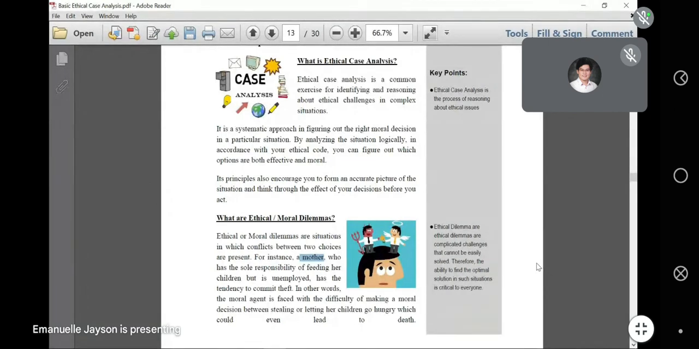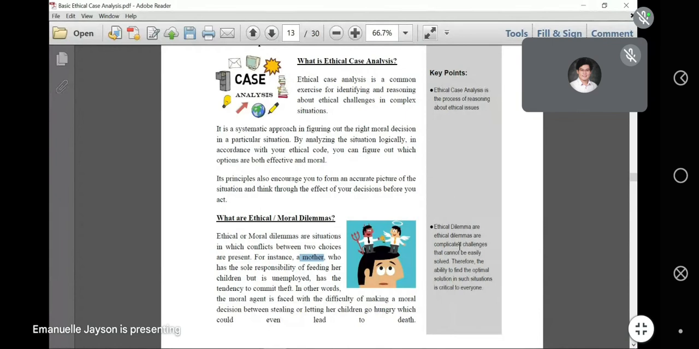Kasi papasok diyan yung tinatawag nating empathy, no? Or sympathy. The ability to connect with the other person of what he or she is experiencing through.